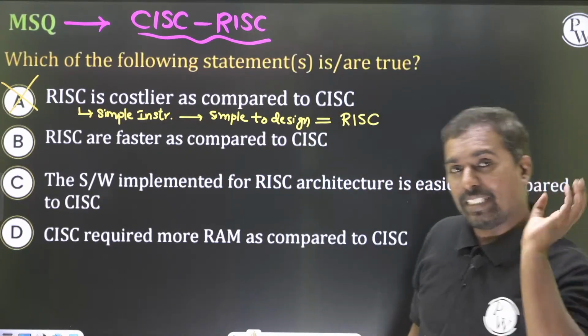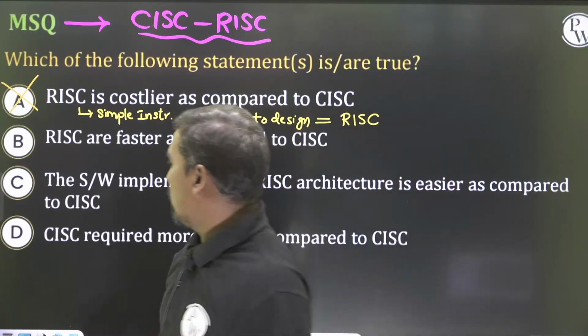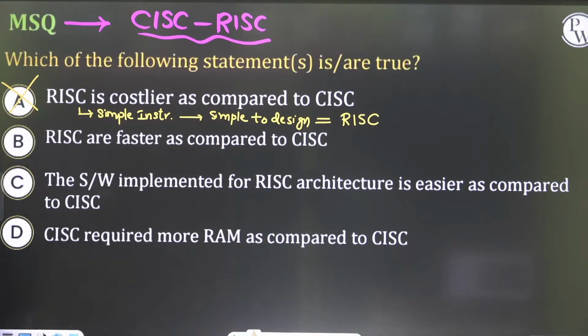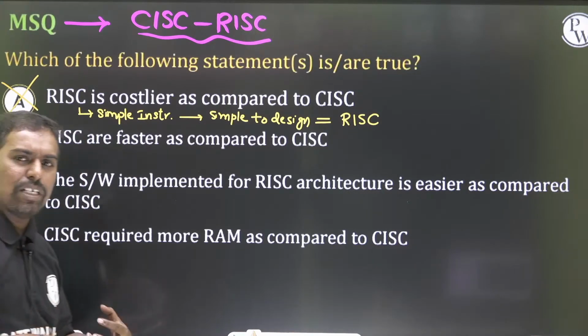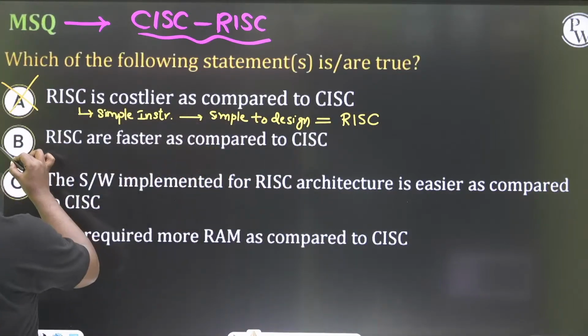Very good question. There are many chances of such theoretical questions coming. Very important. RISC is inexpensive. RISC is faster as compared to CISC. Yes, definitely. Why? Because they have only simple instructions, and simple instructions can be executed fast.